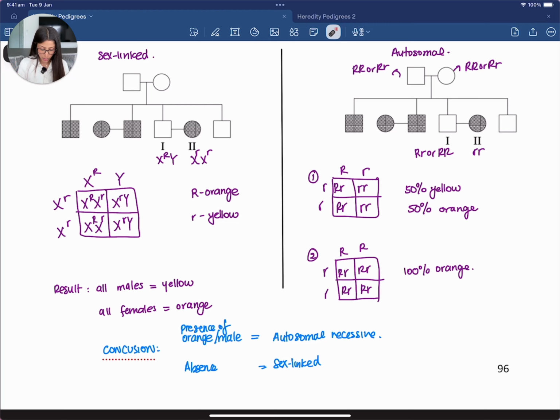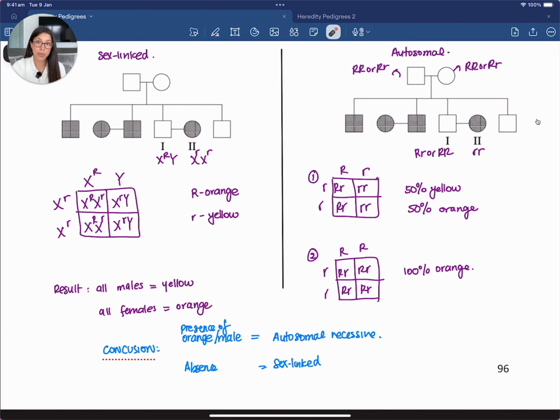So here's the conclusion that I came up with. If you go back to looking at the sex-linked conditions, we say that all males have to be yellow and all females have to be orange. If I find any contradictions to these results, I can then assume it's autosomal. So in my answer, I could say that the presence of an orange male, which would absolutely contradict a sex-linked condition, could lead us to assume that it is autosomal recessive.